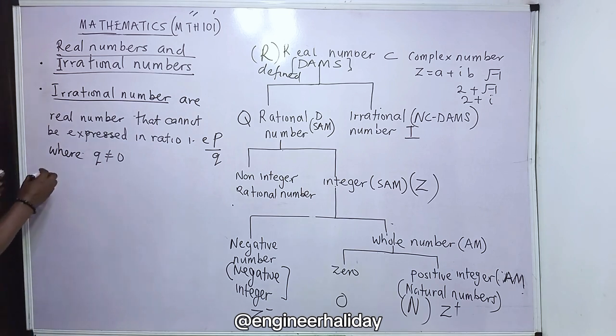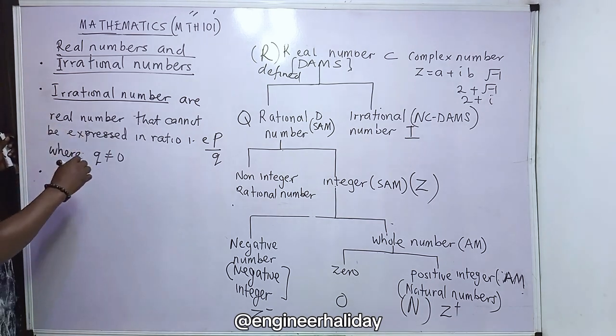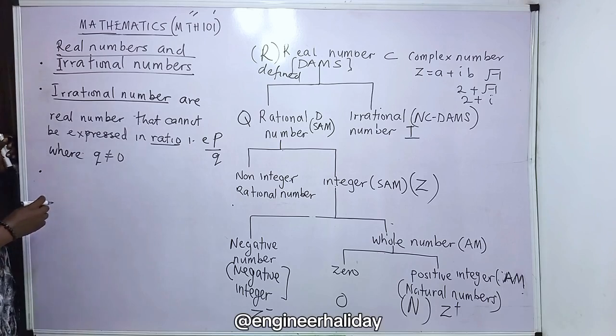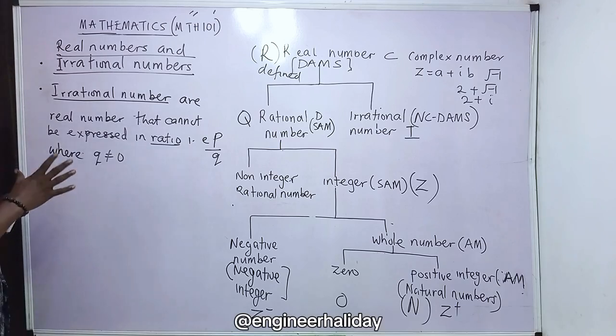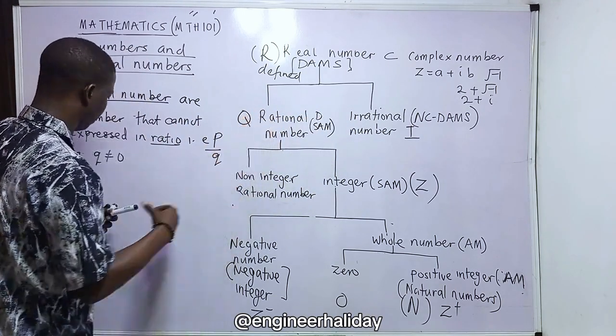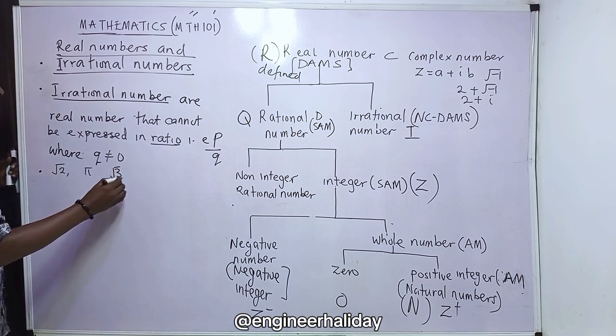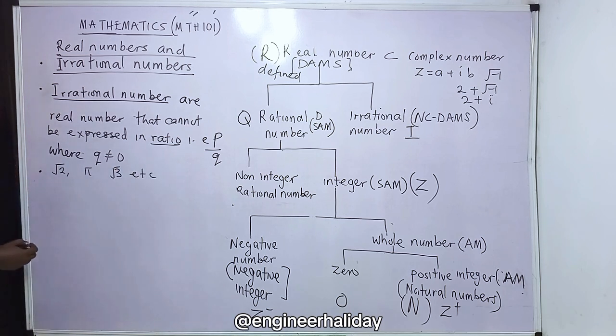Now, another thing you must note is that they are real numbers that cannot be expressed in ratio. So you now notice that among rational number and irrational number, irrational cannot be expressed in ratio, but rational can be expressed in ratio. Examples of what I'm saying are square root of 2, pi is also an irrational number, square root of 3 and so on. These are examples of irrational number.